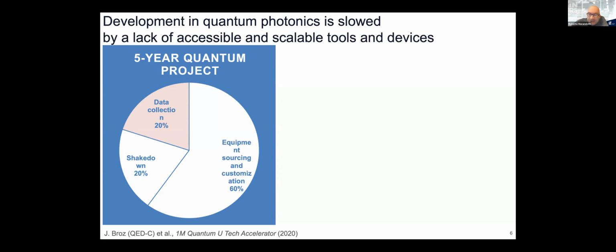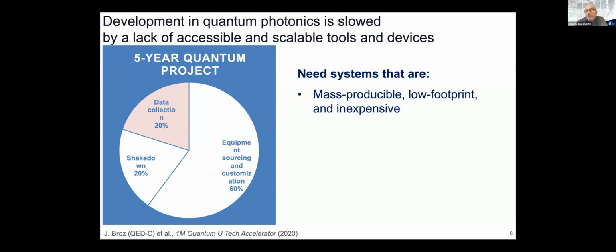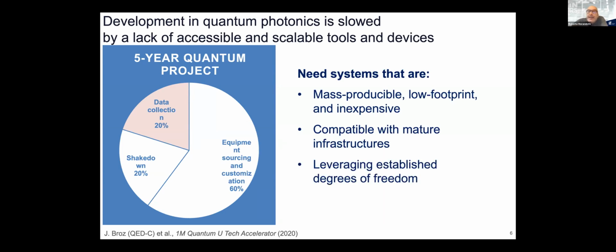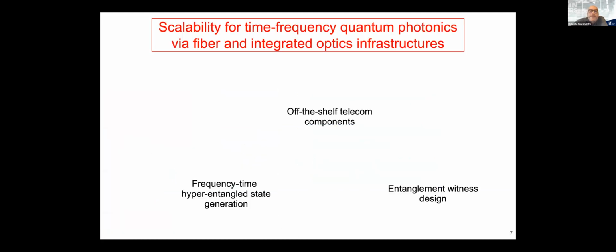And of course, this is not really what we want. We would like to have systems which are mass producible, have a low footprint and are inexpensive, also energetically, that are compatible with the very mature infrastructure that we already have for the telecom system, and that leverage the established degrees of freedom which I mentioned before.